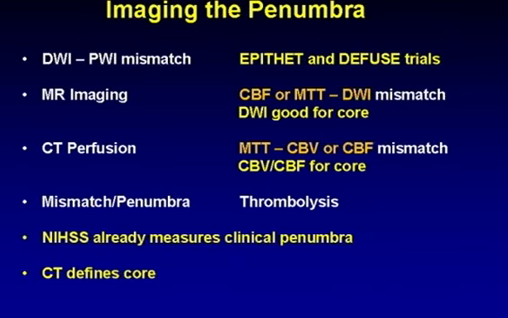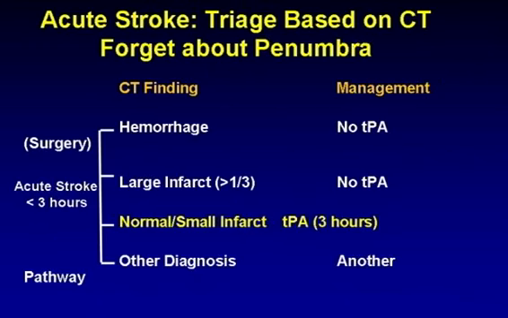So just to review then, if you're wanting to image the penumbra, the mismatch between DWI and CBF and mean transit time maps. If you're doing CT perfusion, then the mismatch between the mean transit time and the CBV or CBF. And again, I want to reiterate that there's a lot of controversy about what people are using to image these two penumbras. And this is the triage that we spoke about earlier.